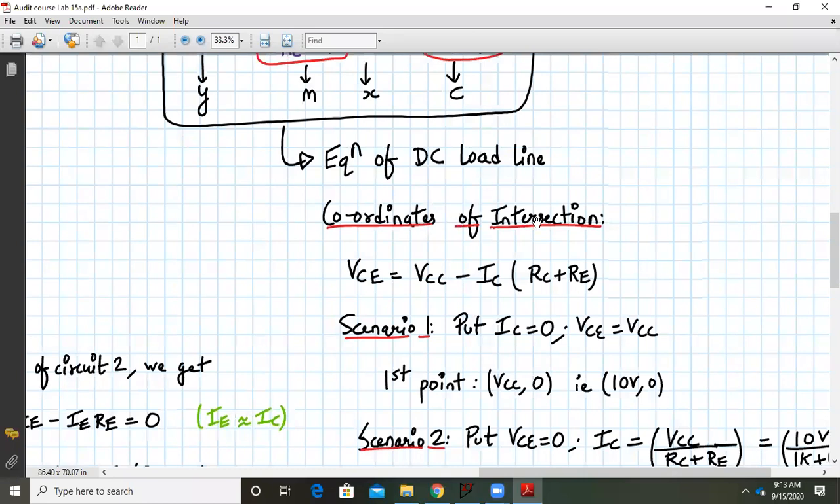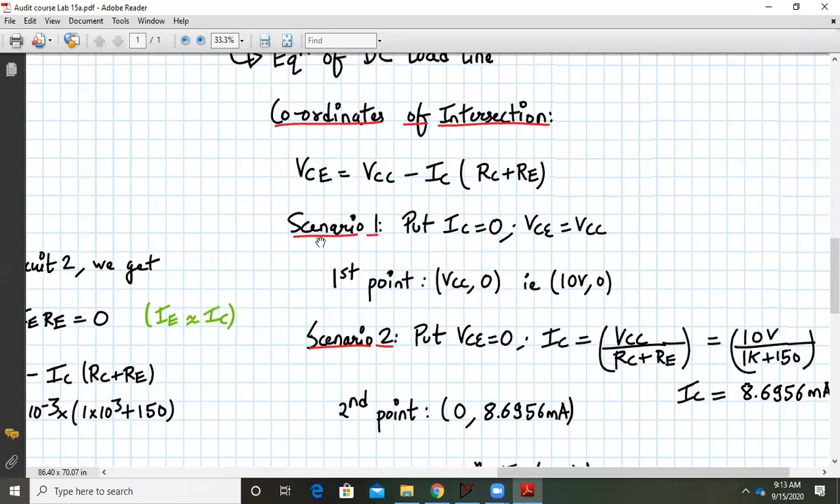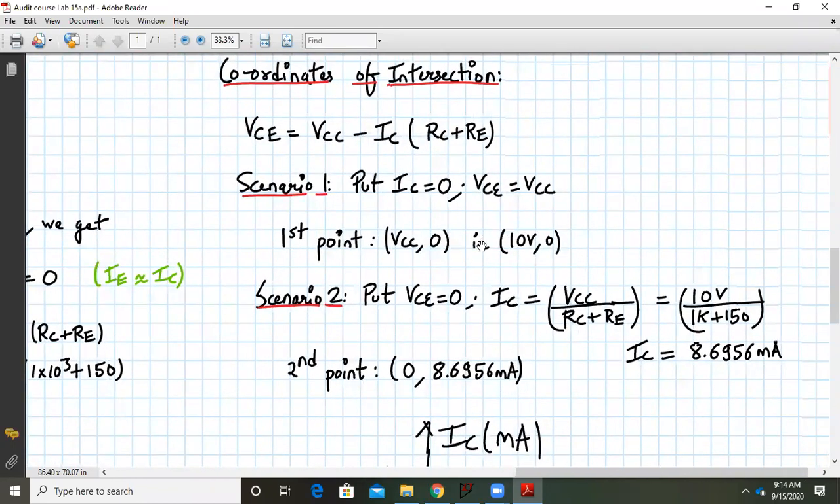To determine the coordinates of the intersections, we'll again come back to this equation: VCE is equal to VCC minus IC times (RC plus RE). For the first scenario, we'll put the value of IC as 0. If you put IC as 0, you will get VCE as VCC. So the first point will be 10 volt comma 0. So this is the first point.